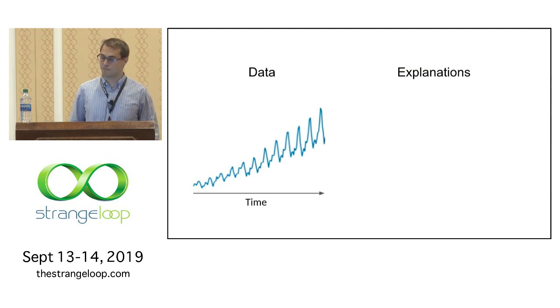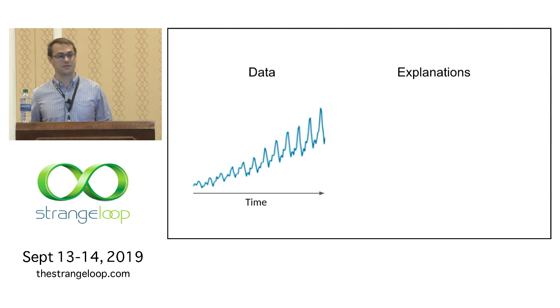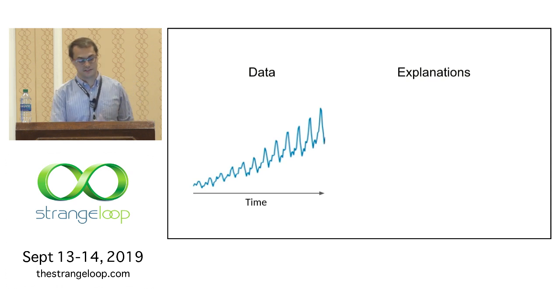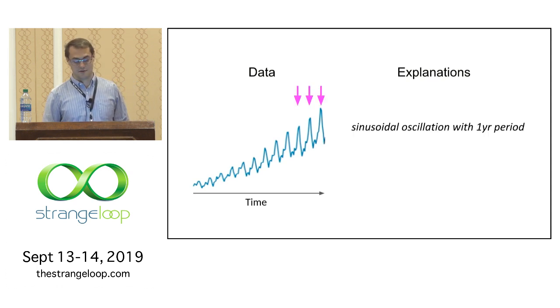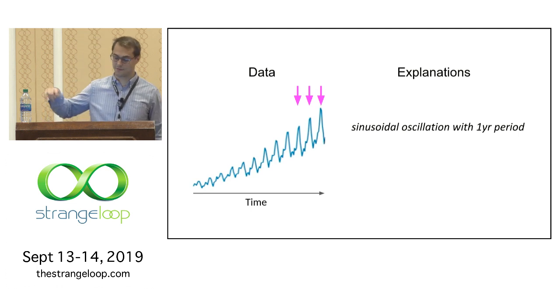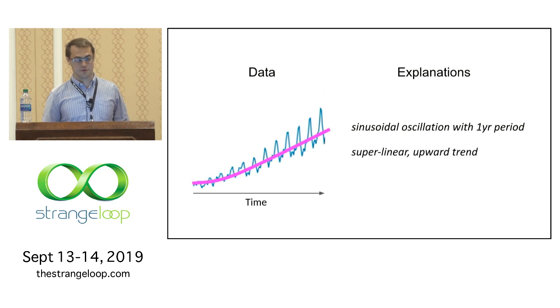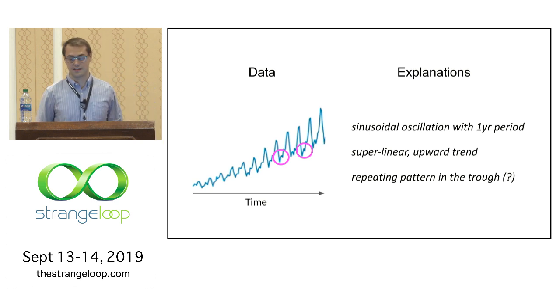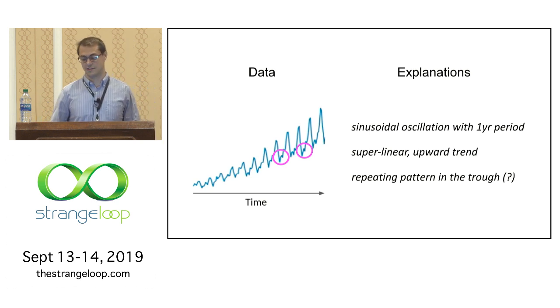And we can also use probabilistic inference for more standard statistical problems, like interpreting some time series data. So here we see some data on the left, and we might say, well, I think this is a sinusoidal oscillation with some fixed period, and there's also a superlinear trend, and maybe there's some pattern going on in the troughs of this sinusoid, but I can't be 100% sure that that's real. It could just be some noise.